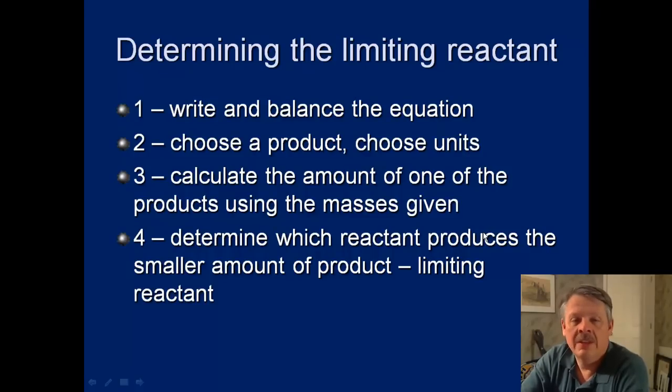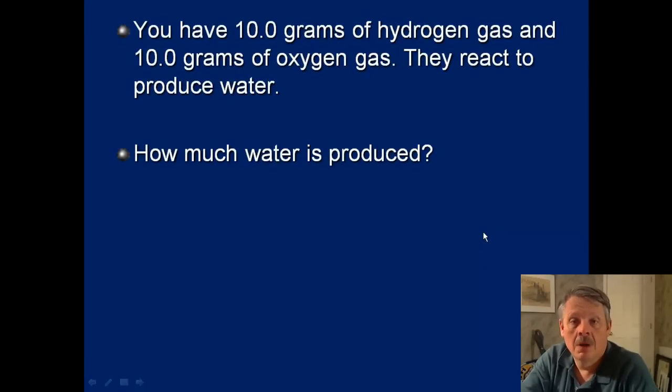And then finally, number 4, is you determine which reactant produces the smaller amount of product. And that's the one that is limiting, i.e. our chocolate chips. Alright, so let's actually do an example. We have 10 grams of hydrogen gas and 10 grams of oxygen gas, and they react to produce water. How much water is produced?